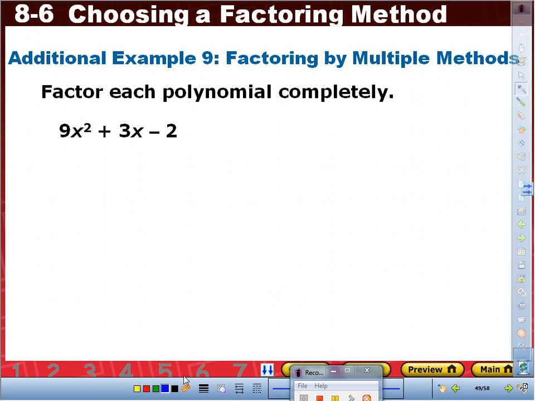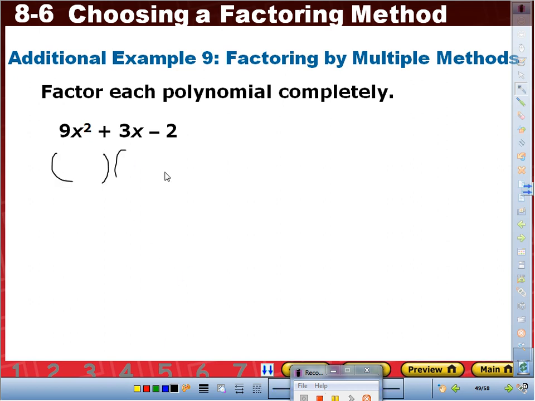Okay, step 1. GCF. Do we have a GCF? No. So for this one, step 2, check for patterns. Let's see. Square root of this? Yes. How about this one? No. So it's not a perfect square trinomial. So therefore, we have to do all the work.